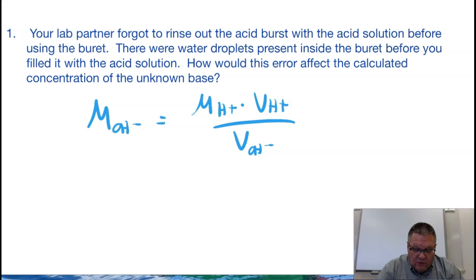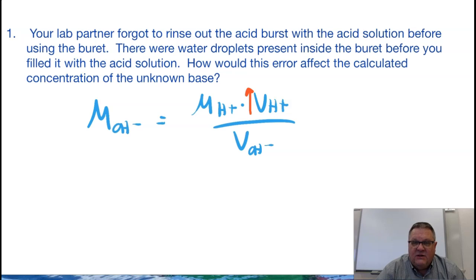All right, so here's the error. Those water droplets changed the molarity of the acid. They diluted the acid a little bit. You're using 0.100 molar here, thinking that's what it is, but it was changed. It was diluted a little bit inside the burette. And because of that, the error is that you had to use more acid to neutralize that amount of base.